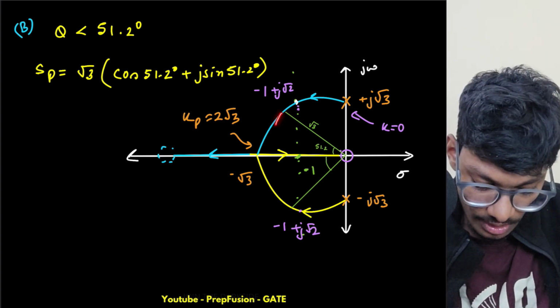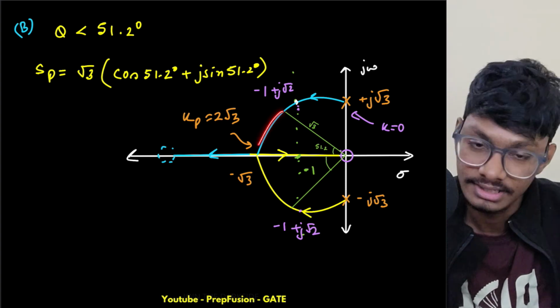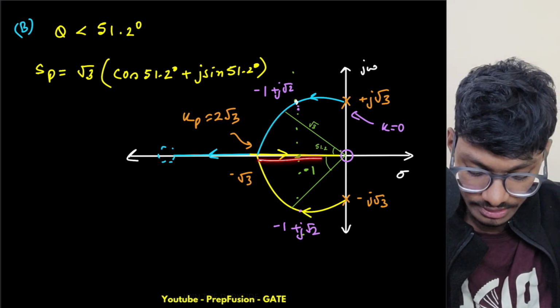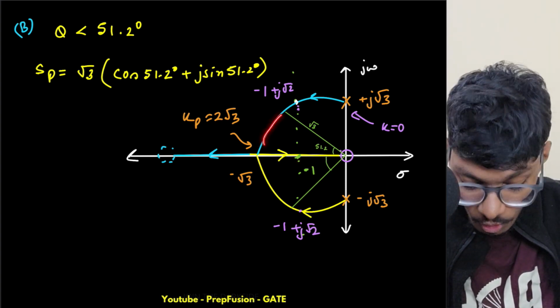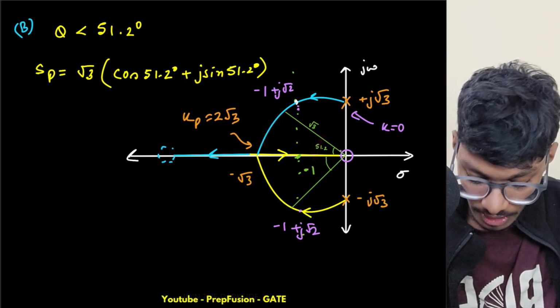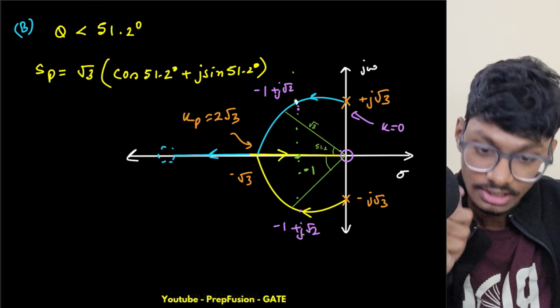After this, obviously, as this k increases, the zeta will increase, or the angle will reduce. So I want my angle to be less than this. So obviously this is not the maximum, this is the minimum value of k.